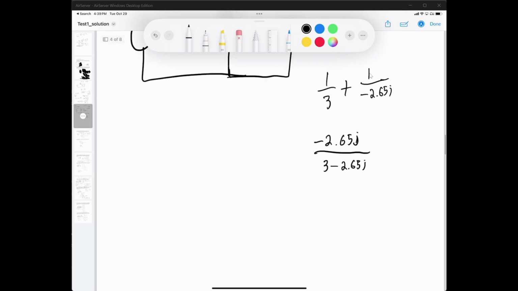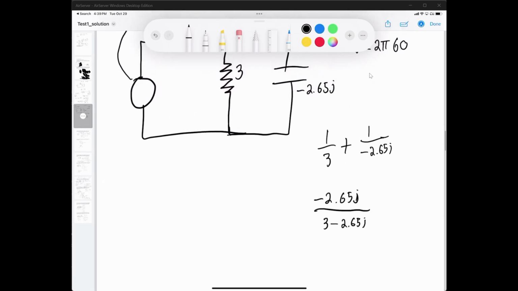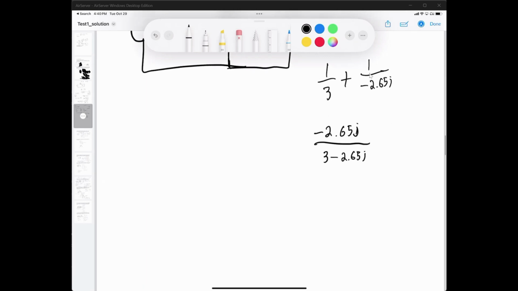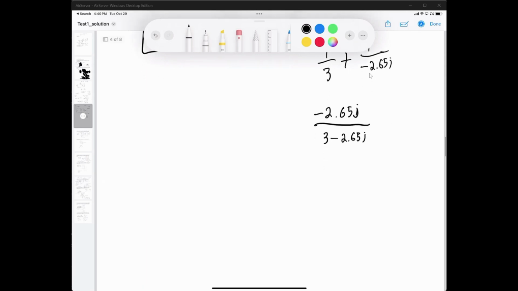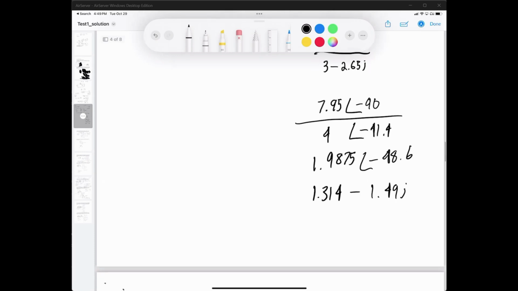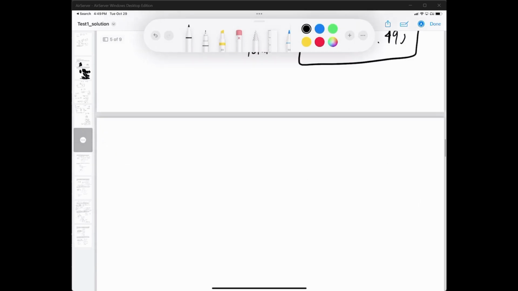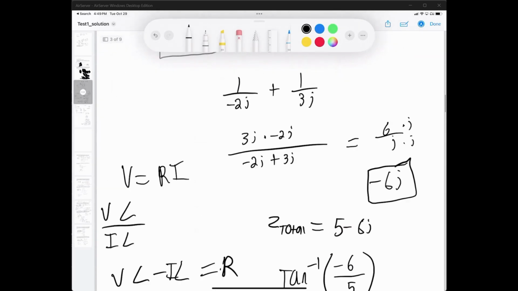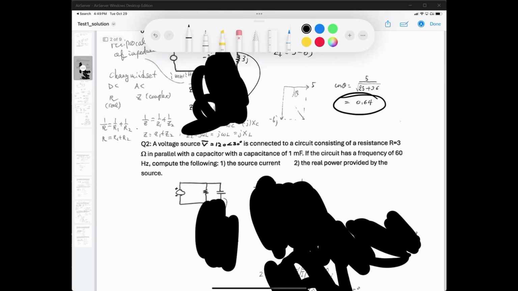And if you want to simplify this further by hand, you can put it in phasor form, which we're going to get, let's see, let me simplify it. If you're doing the math or putting it in your calculator, you should get this value is equal to Z total. Okay. Well, the question wants us to figure out the source current coming from the source and the real power provided by the source.